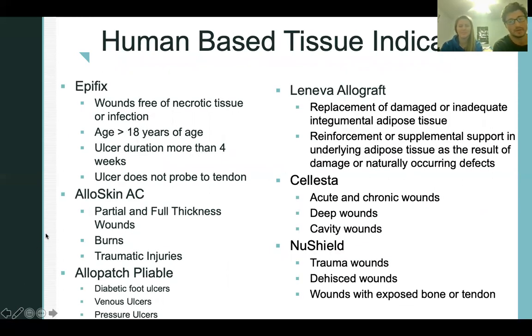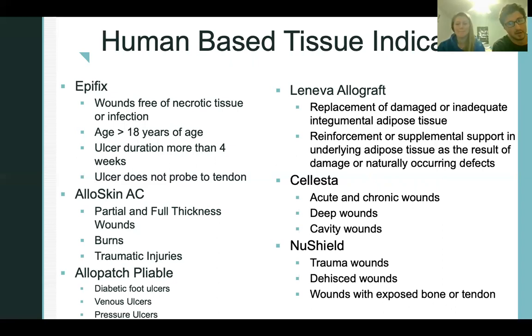So human-based tissue indications for EpiFix, this would be recommended to use on wounds free of necrotic tissue or infection, people aged older than 18 years old, an ulcer duration of more than 4 weeks, so chronic wound, ulcer that does not probe to the tendons, so no tendons exposed. AlloSkin AC would be used for partial and full thickness wounds, burns, and traumatic injuries. The AlloPatch Pliable, commonly used for diabetic foot ulcers, venous ulcers, and pressure ulcers.